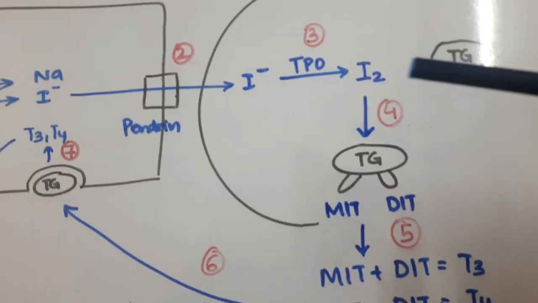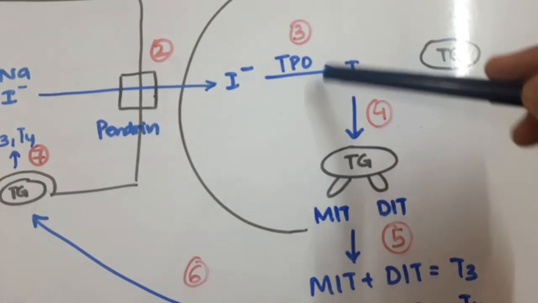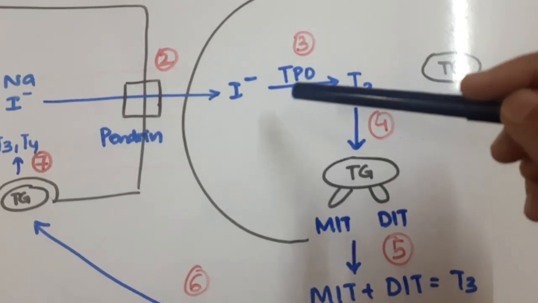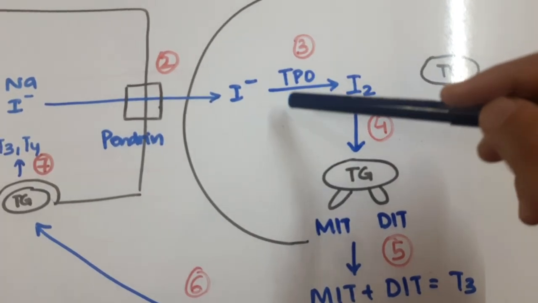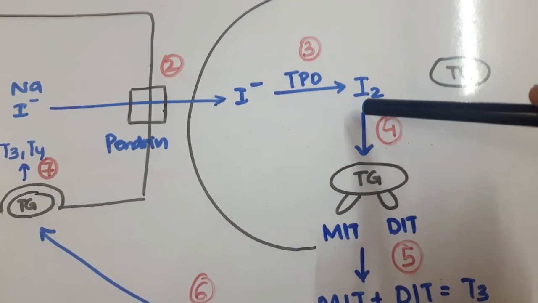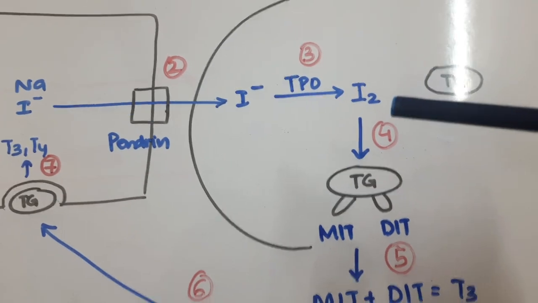Third step will be oxidation. Oxidation of iodide into iodine. So iodide becomes iodine, and this is done by the enzyme thyroid peroxidase. The enzyme thyroid peroxidase catalyzes the conversion of iodide into iodine and causes the oxidation of iodide.